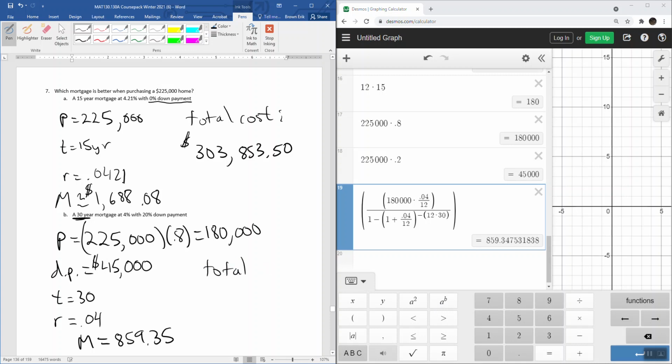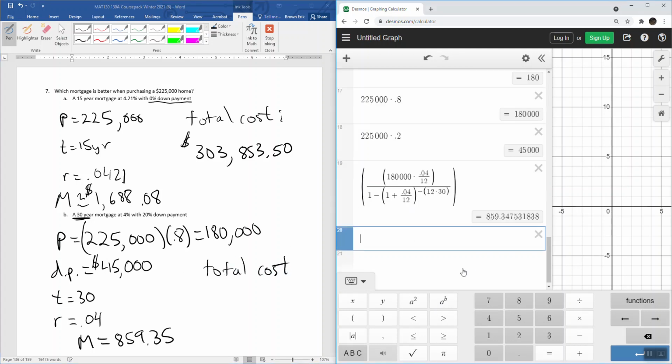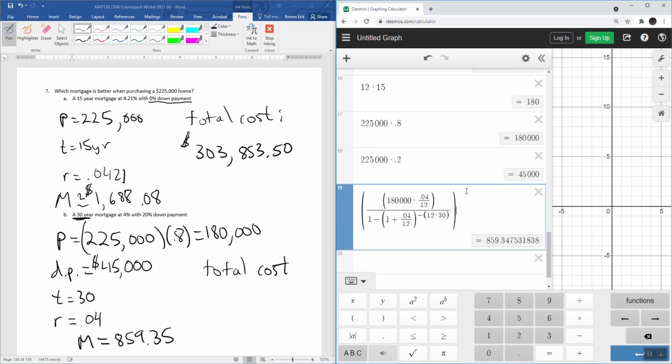Now, let's get our total cost. So the total cost now is, what, 30 times 12. So that's 360 payments we're going to make at that amount. And then we can't forget that we dropped 45,000 into the house at the beginning. So our total cost here is $354,365.11. That's wow, that's 51,000 more than that 15-year mortgage.